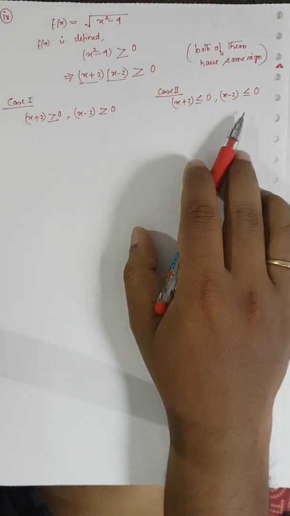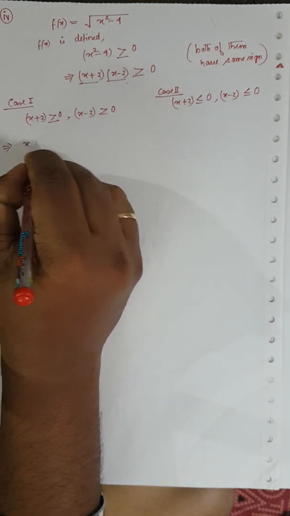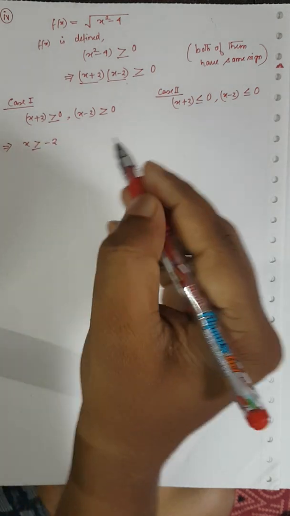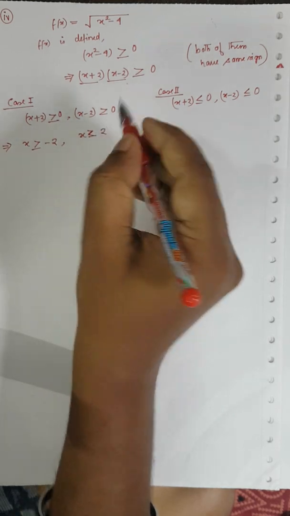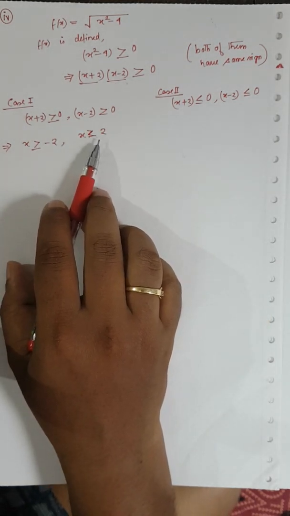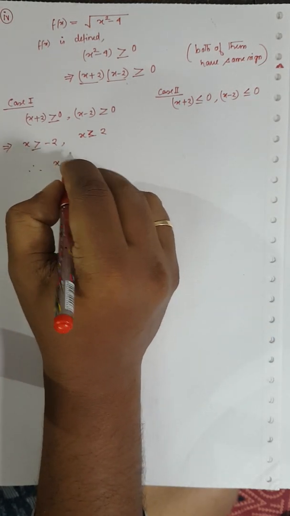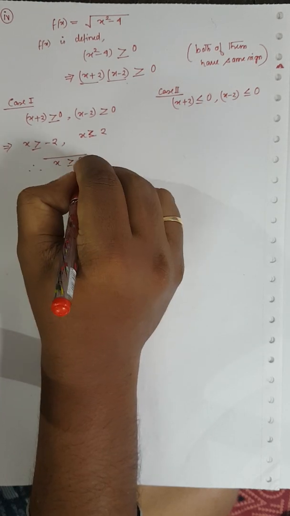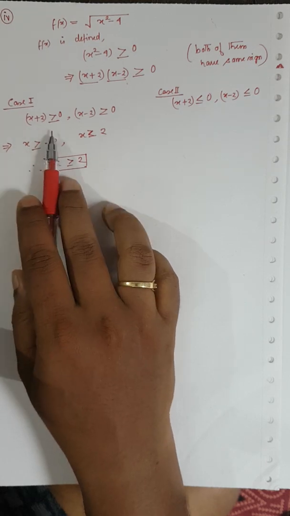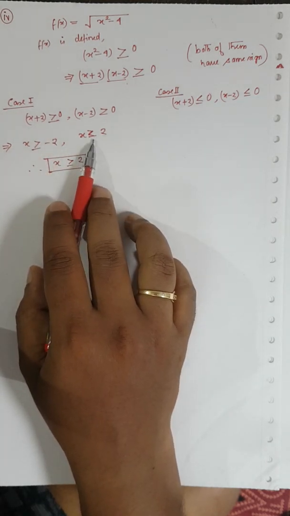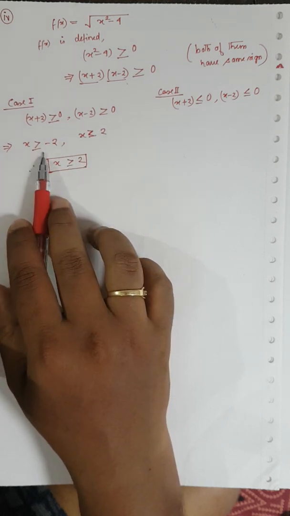Now we have two conditions, either case 1 or case 2. From case 1 I am getting x is greater than or equal to minus 2, and x is greater than or equal to 2. So when x is greater than 2, clearly x will be greater than minus 2. So I can say that the common case will be x greater than or equal to 2. Whenever x is greater than or equal to 2, it will clearly be greater than minus 2.